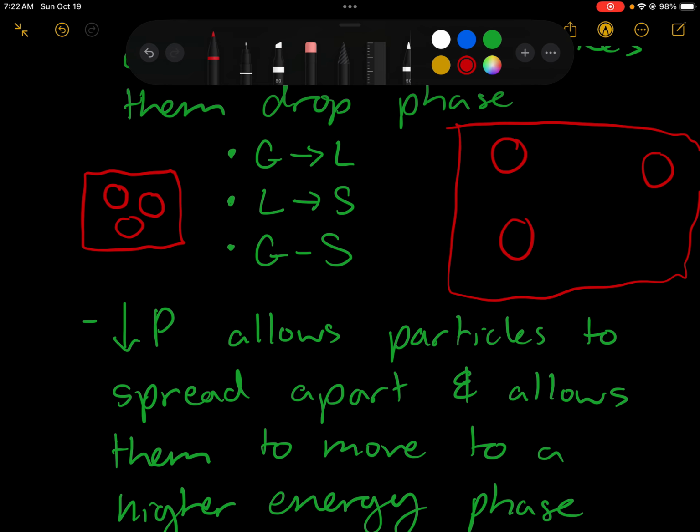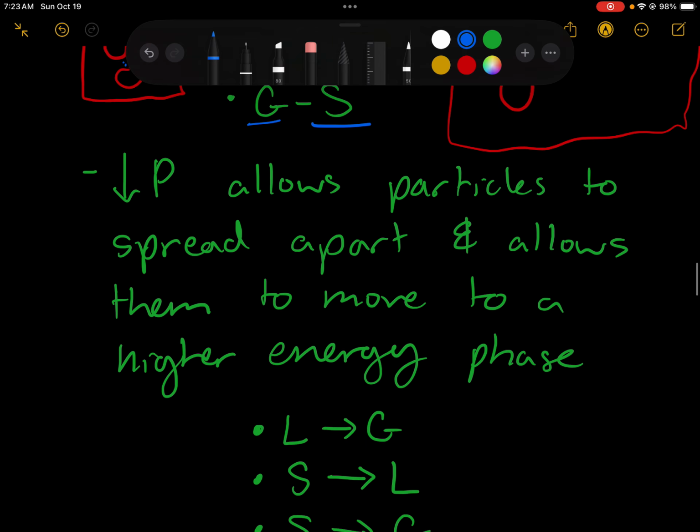And when I force particles to be closer together, I'm making it more likely for there to be intermolecular forces between them. That attraction between particles that happens naturally is going to cause them to grab onto each other and then drop to a lower energy phase. So I could force a gas into the liquid phase. Or if I'm already in the liquid phase, I could force liquid into a solid phase. Or if I have a gas and I increase the pressure dramatically enough, I could force a gas to go straight into solid phase. If I do the opposite, if I lower the pressure, the exact opposite happens.